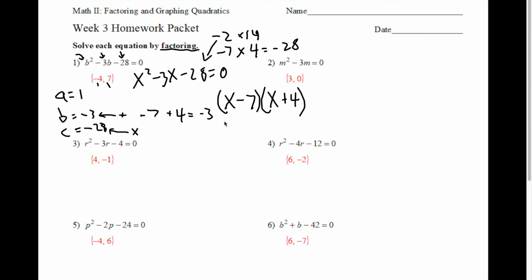That means that the two values for x that would satisfy this equation would be positive 7 and negative 4. Because if we plug either one of those in for x, at least one of our factors, or at least one of these parentheses, will contain 0, and then our answer will equal 0, which is what we're looking for. So positive 7 and negative 4 are the two answers for this.